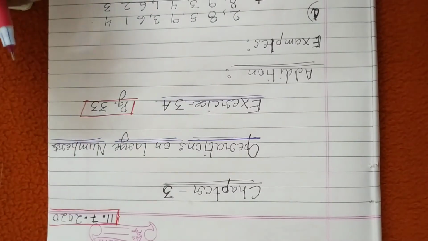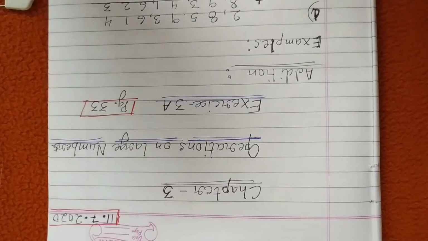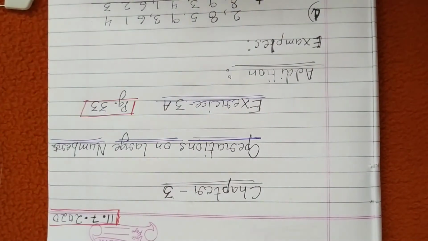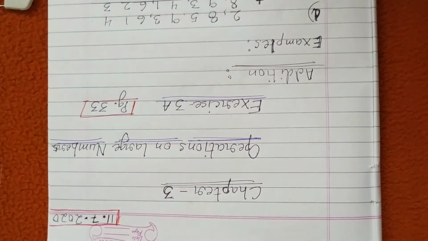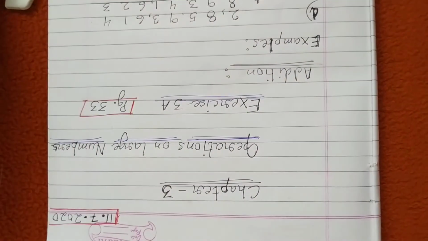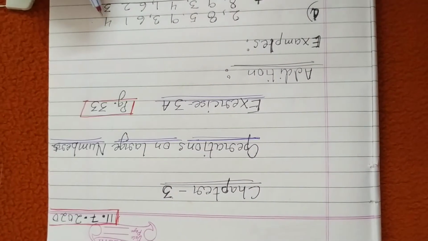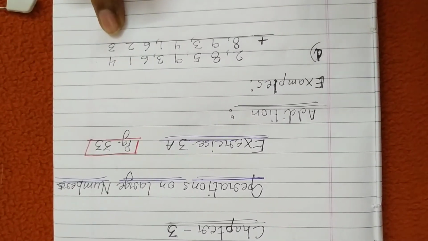There are 2 ways of doing addition. First, you may write a horizontal statement and do addition. And second, you write the statement in a vertical way and do addition. Horizontal we use for smaller numbers, and vertical, this style, we use for bigger numbers.